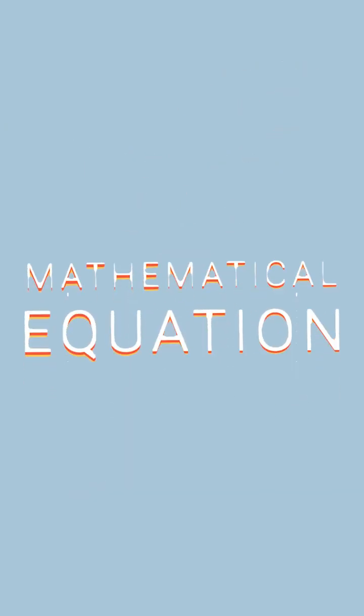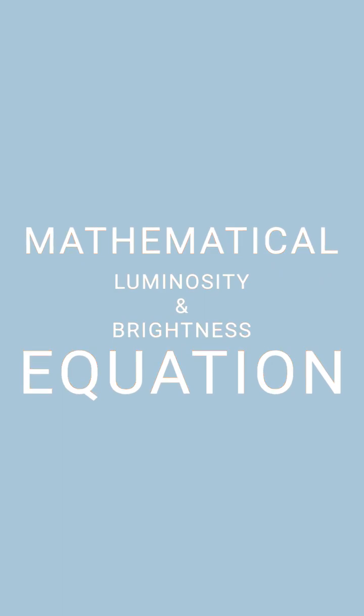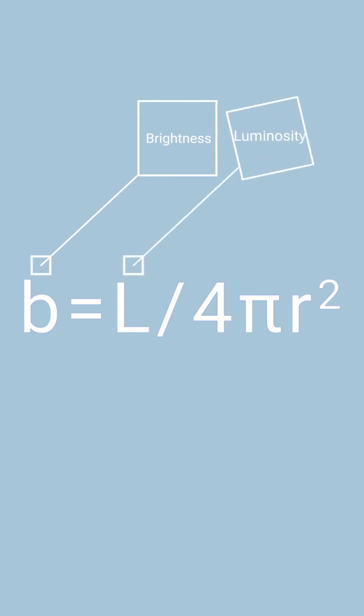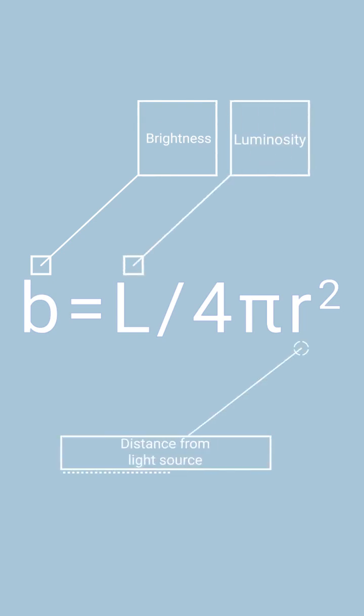The mathematical equation that represents the relationship between luminosity and brightness is defined as B equals L divided by 4 pi r squared, where B represents brightness, L represents luminosity, and r is the distance from the light source.